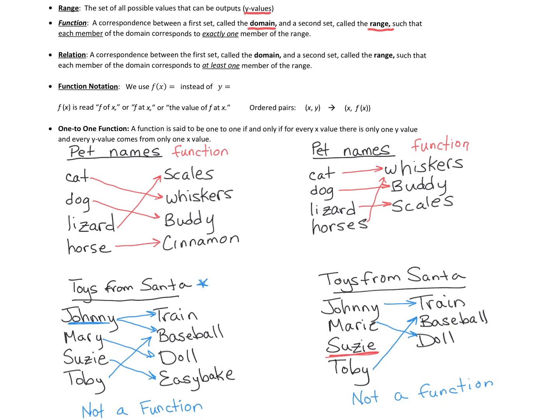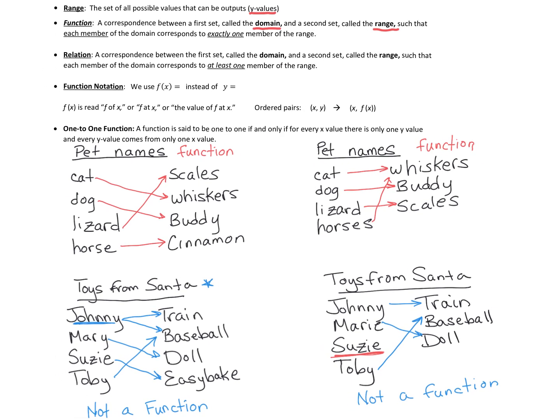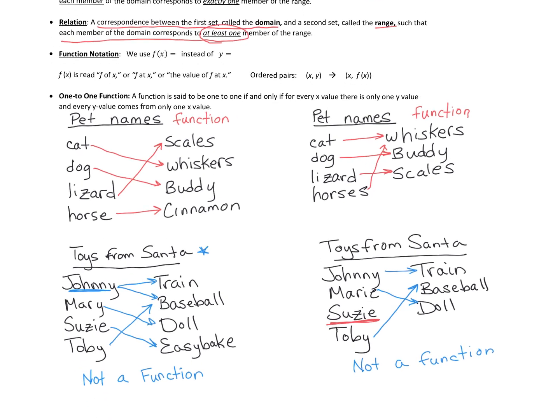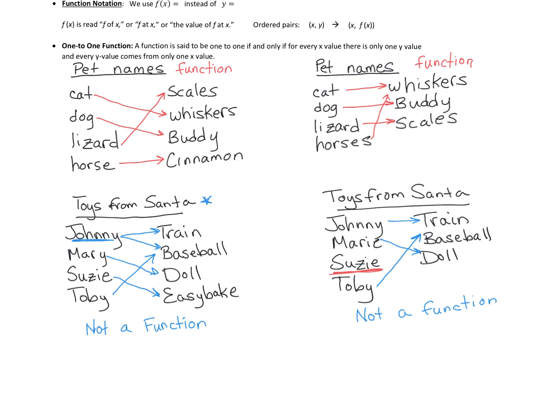A relation is a correspondence between two sets of objects. So in this particular case, we have a correspondence between two sets of objects, the domain and the range, and each member of the domain corresponds to at least one member of the range. In that situation, all three of these are relations and only one of them is not. In that case, this first one is a relation. Everything in the first set corresponds to something, at least one thing, in the second set.